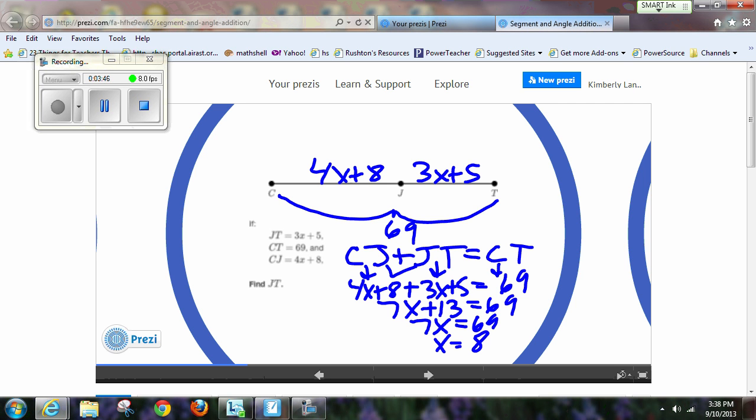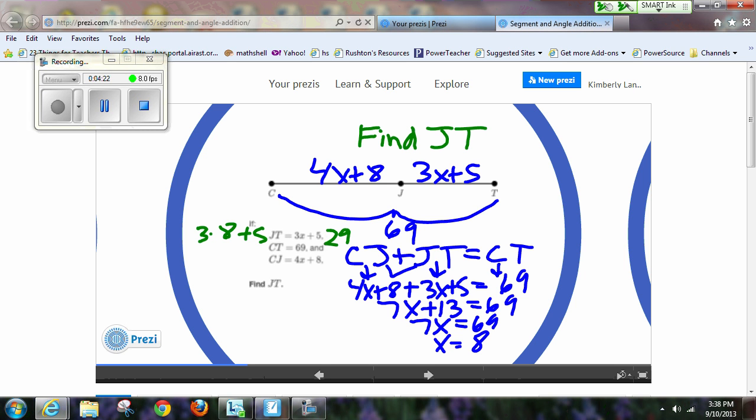Now I have to go back up and replace x with 8 in JT. So 3 times 8 plus 5 should give me 29 for JT. I should have said from the beginning: find JT. So when we write it like that, find the length of JT, we put our answer for our variable back into JT, and it's 3 times 8, which is 24, plus 5 is 29.